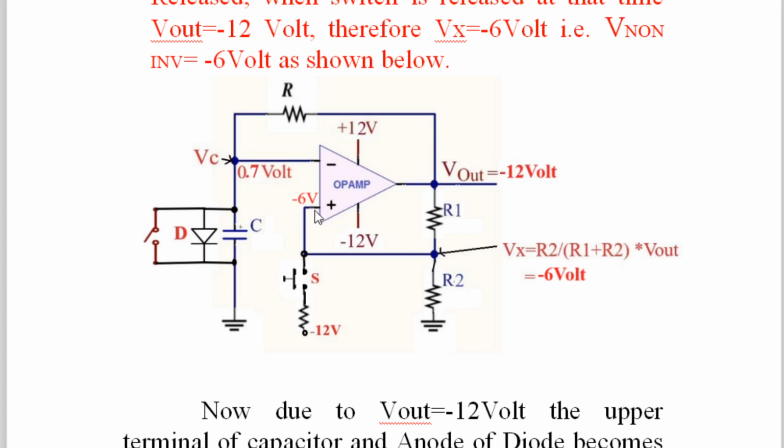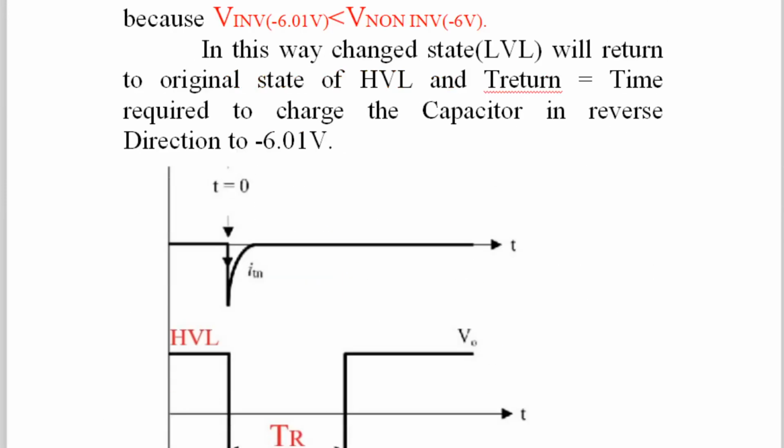This point is at minus 6 volt. Now the diode is reverse bias. Therefore, the charging action of the capacitor starts from plus 0.7 volt towards minus 12 volt. From plus 0.7 volt towards minus 12 volt, the discharging action of the capacitor will start, or charging in reverse direction you can say. And you will understand that from this diagram now.